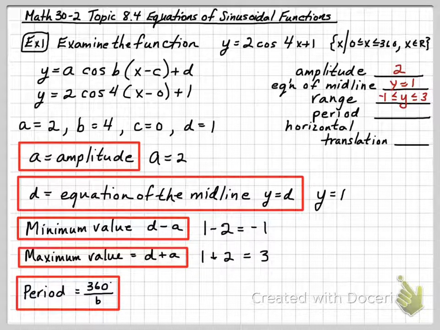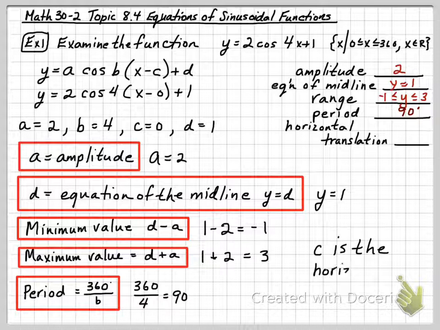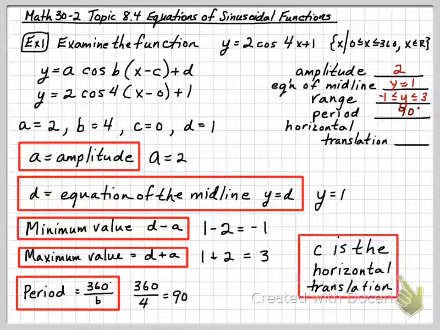Period is 360 divided by b. Sometimes you'll see this as 2 pi divided by b, because in radians, 360 degrees is 2 pi, or 6.28 radians. For our example, b was 4, so 360 divided by 4 gives us a period of 90 degrees. Our graph is going to repeat every 90 degrees. And we have a horizontal translation. C refers to the horizontal translation. There isn't one in this case because c is 0, so there's no horizontal translation.